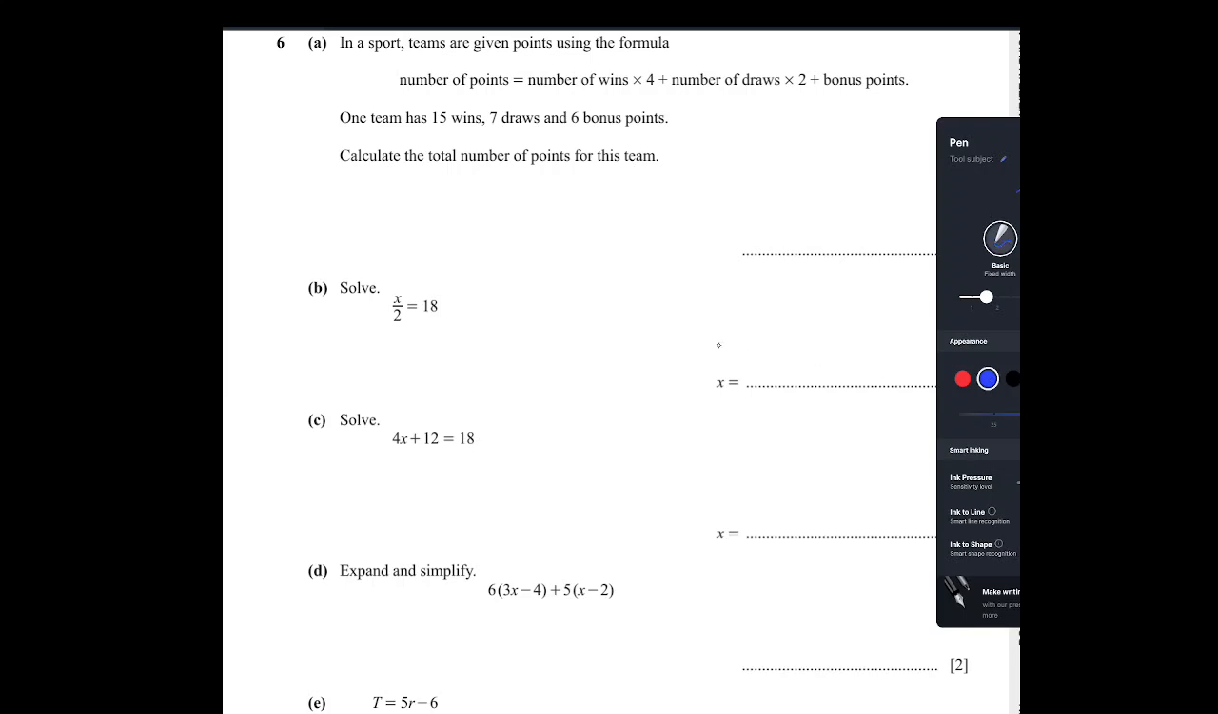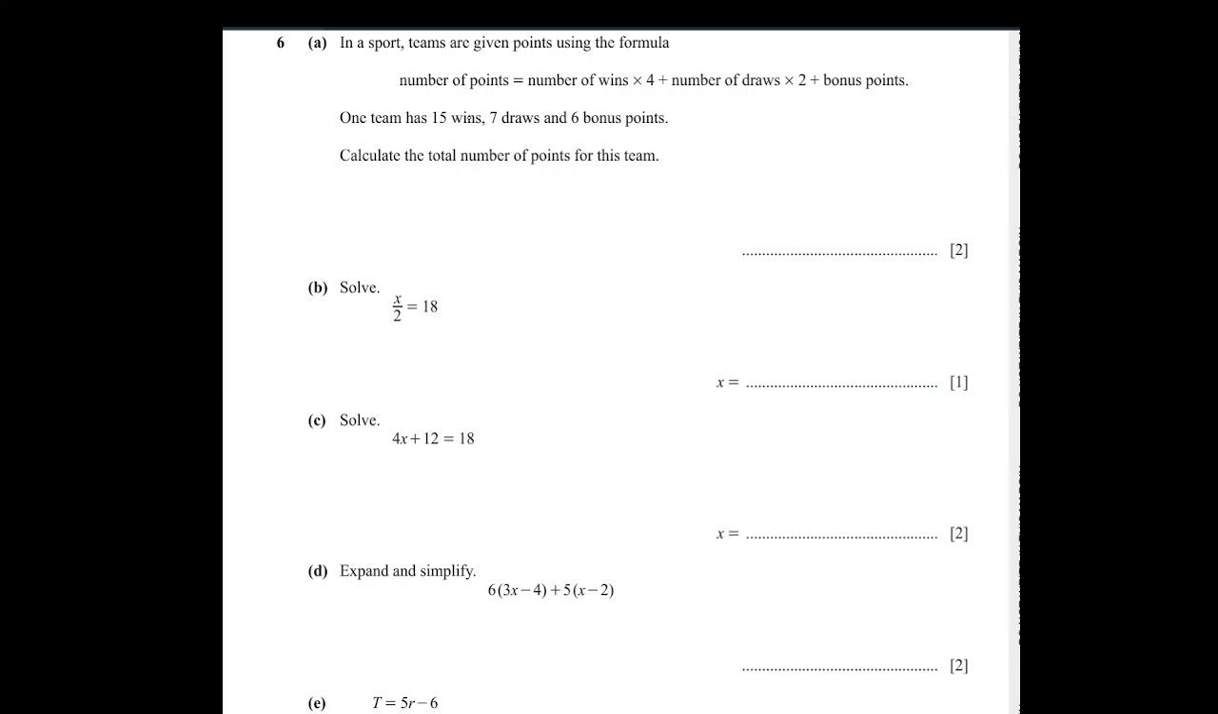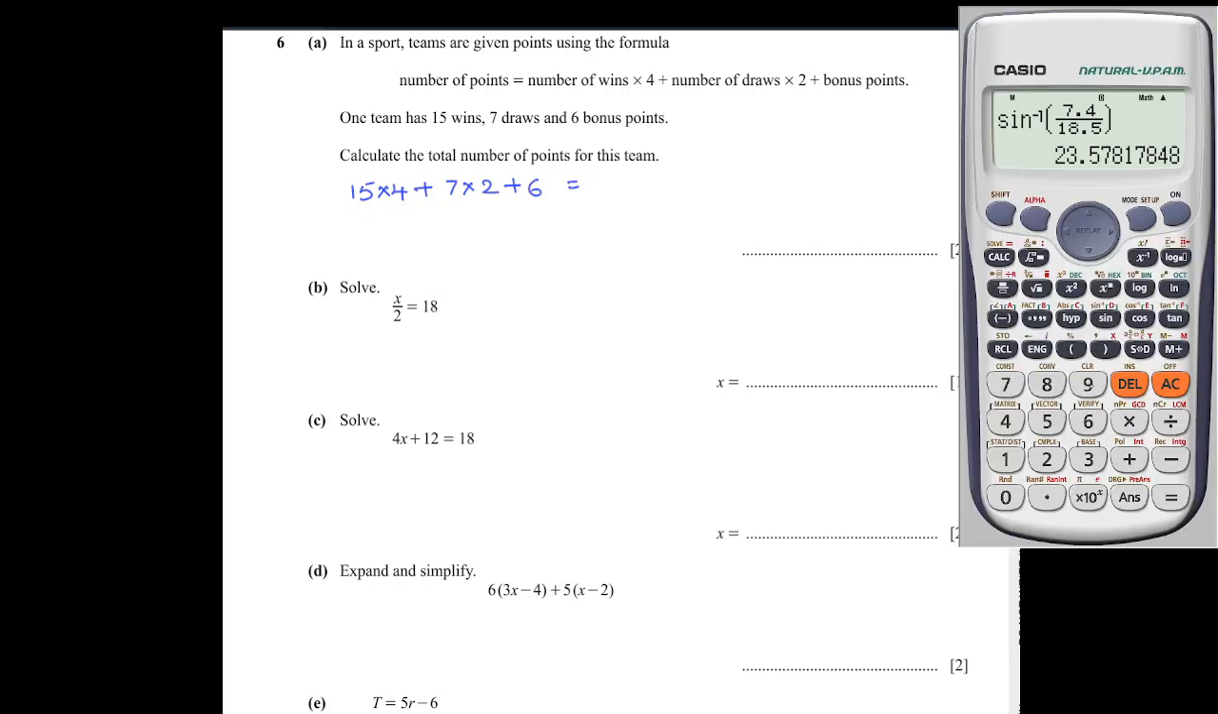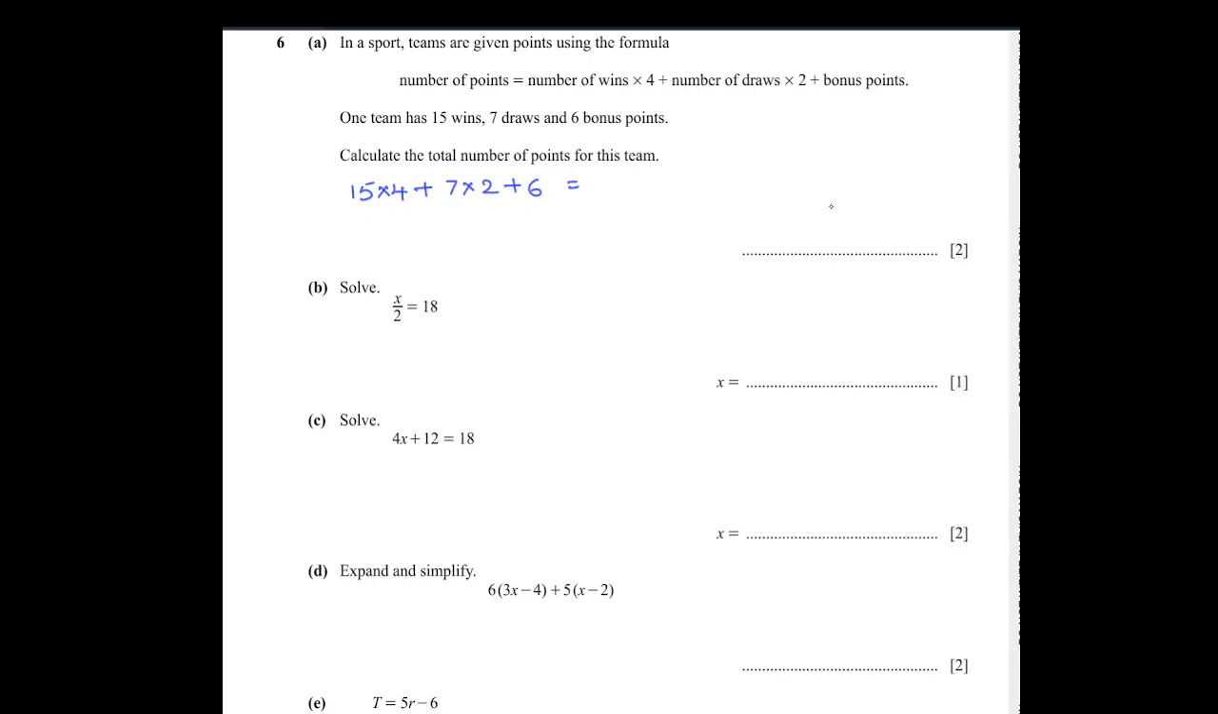Okay, so you need to use the formula. Nothing is very difficult here. The number of wins is what? 15. So 15 multiplied by 4 plus number of draws times 2, 7 draws multiplied by 2, plus bonus points are 6. Find this in calculator. 15 times 4 plus 7 times 2 plus 6, 80. So this is the number of points this team has got.